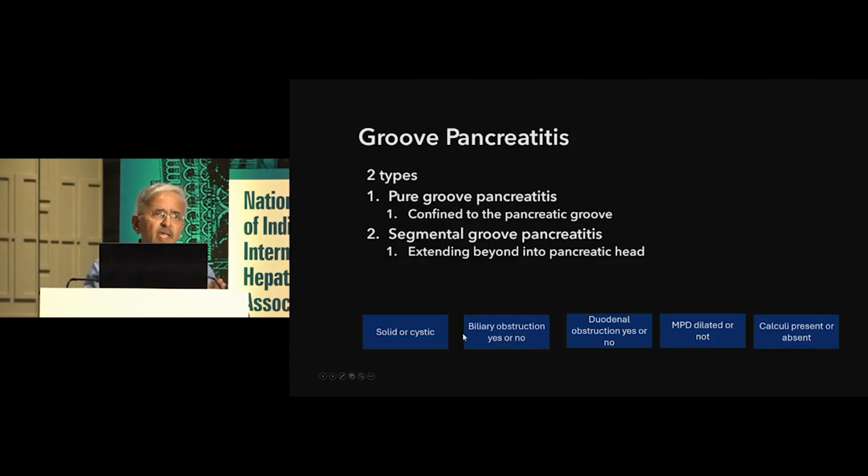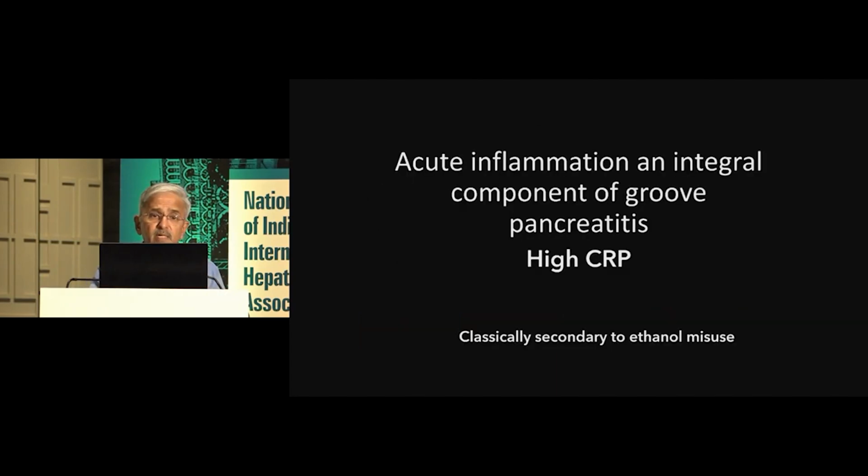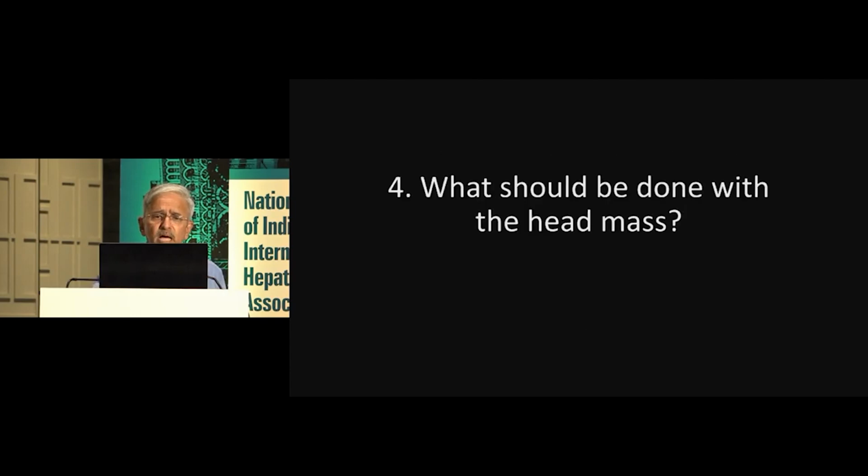And it's got various components. It may be solid or cystic. It may produce biliary obstruction or not. It may produce duodenal obstruction or not. In many cases, there will be a main pancreatic duct dilatation, and there may even be calculi. And in many patients with chronic pancreatitis, there is a superimposed paraduodenal component. But in general, it means there is acute inflammation. In general, it means that there is ethanol misuse, and the CRP is usually high.